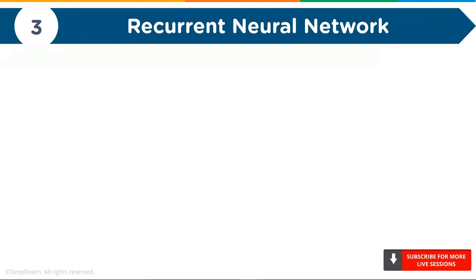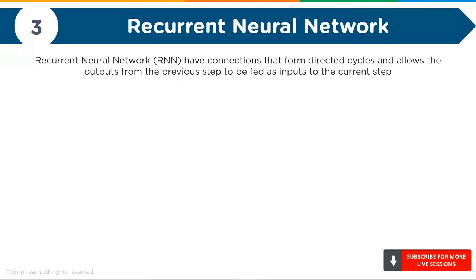Next, at number 3, we have recurrent neural network. Recurrent neural networks often work with sequential data that have connections to form a directed cycle. In such neural networks, the output from the previous step is fed as input to the next step. It can memorize the previous inputs due to its internal memory.